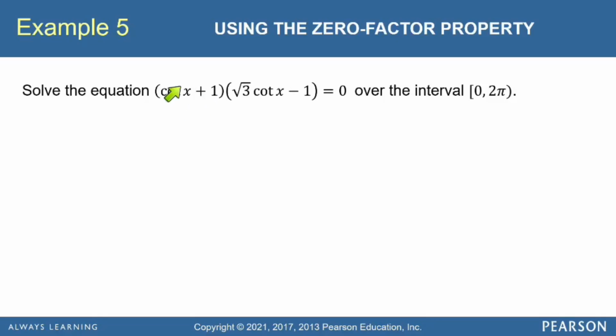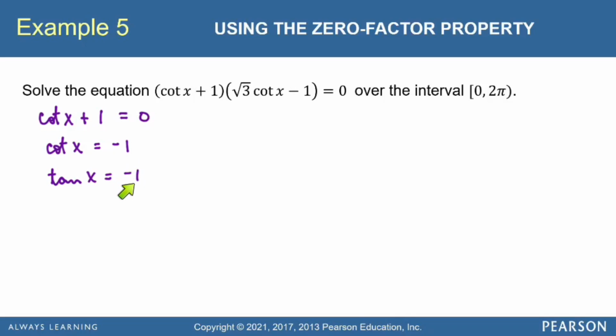So let's take the first factor. If cotangent x plus 1 times something else equals 0, it might be that cotangent x plus 1 equals 0. So let's subtract 1 from both sides, and that would give us cotangent x equals negative 1. And therefore the reciprocal is true. If cotangent x equals negative 1, then tangent of x also equals negative 1, because negative 1 is its own reciprocal.